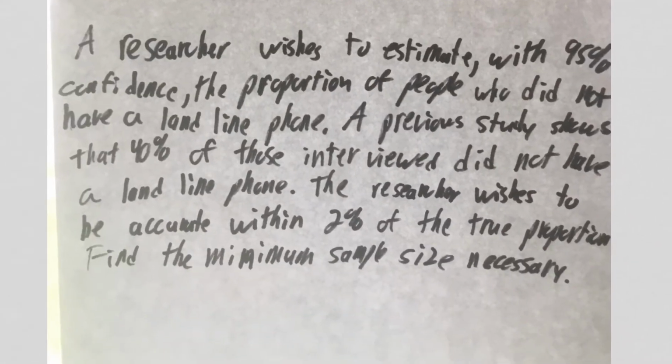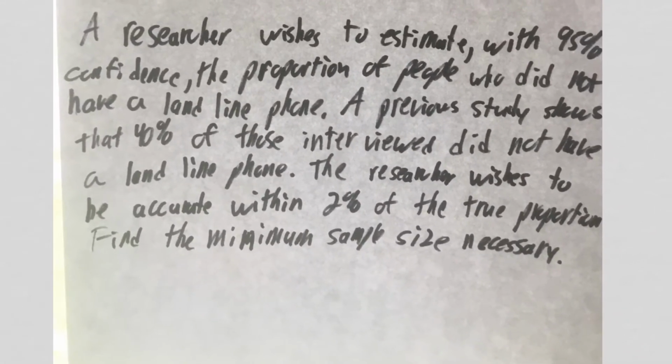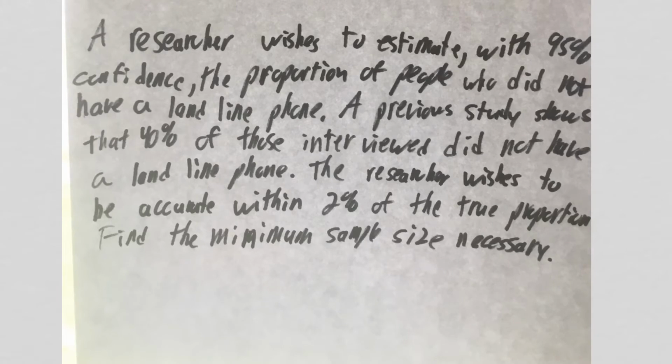So let's try a couple of examples here. A researcher wishes to estimate with 95% confidence the proportion of people who did not have a landline phone. A previous study shows that 40% of those interviewed did not have a landline phone. The researcher wishes to be accurate within 2% of the true proportion. Find the minimum sample size.